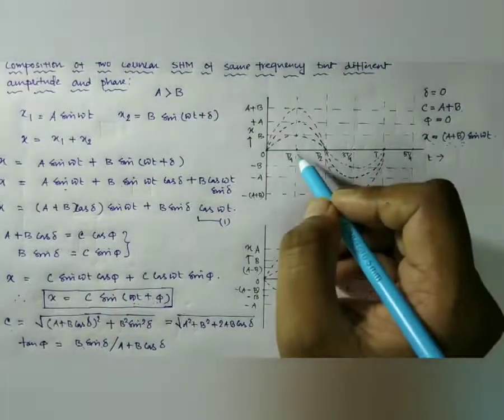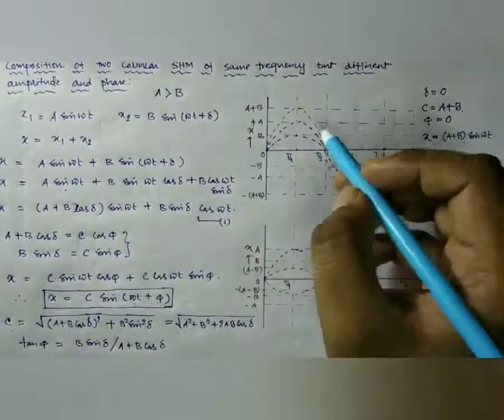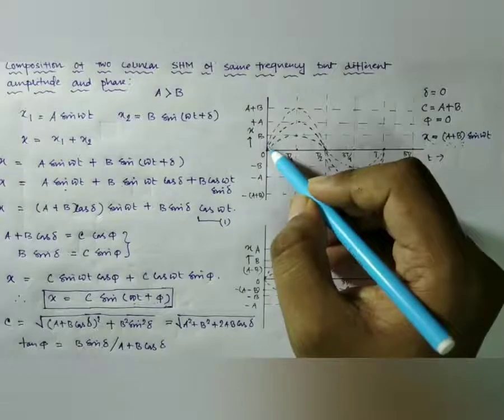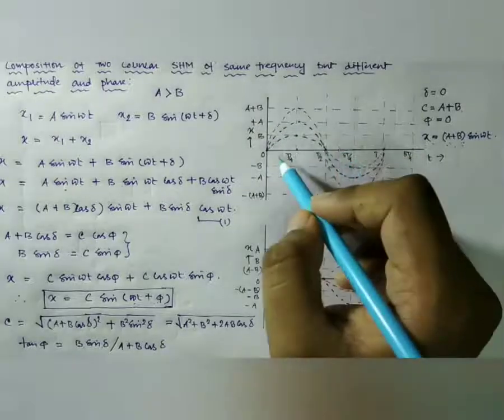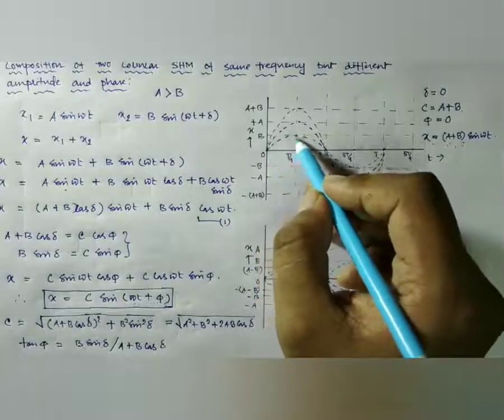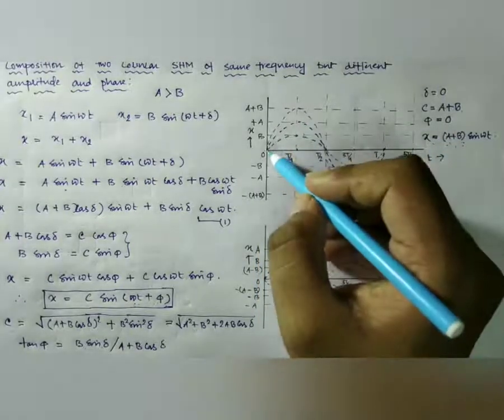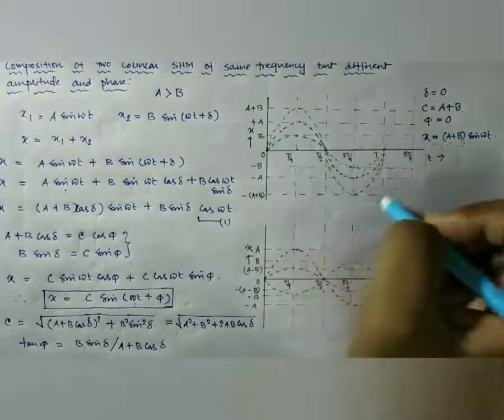So now from this graph we can clearly see that x1 equal to a sin omega t is given by this blue line and x2 equal to b sin omega t is given by this green line, and after superposition, look here, you get the red line (a plus b) sin omega t.